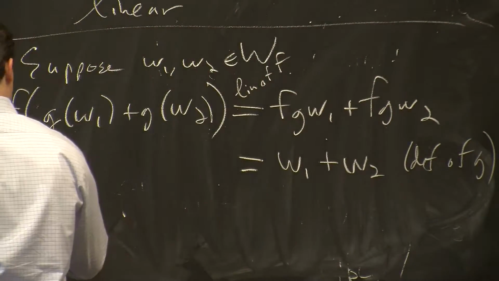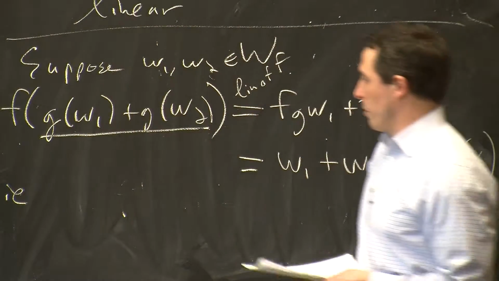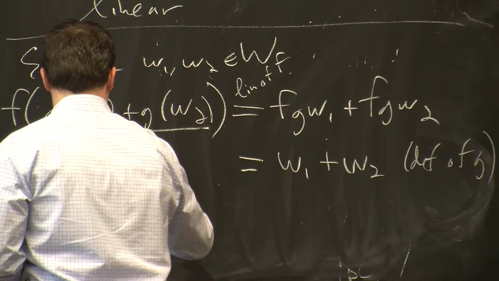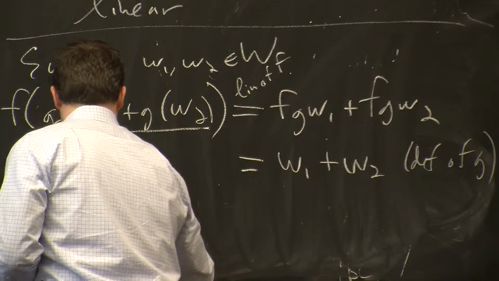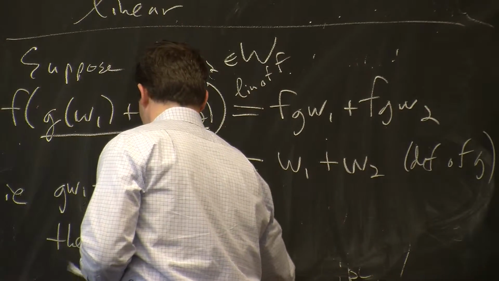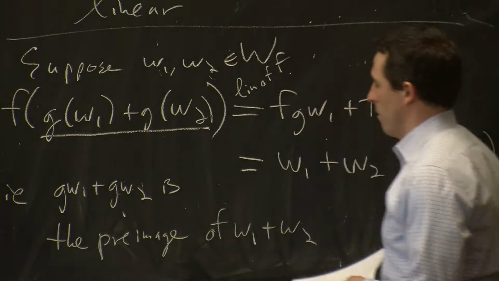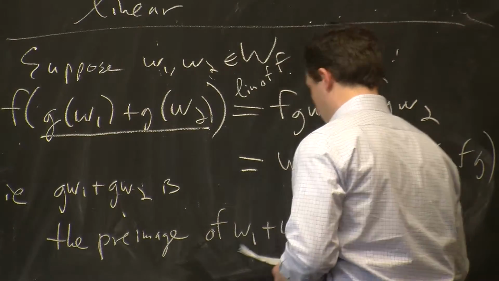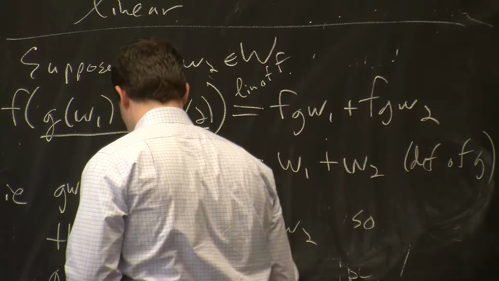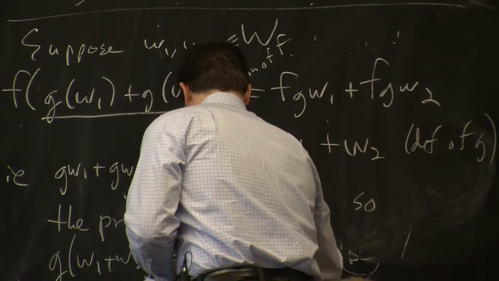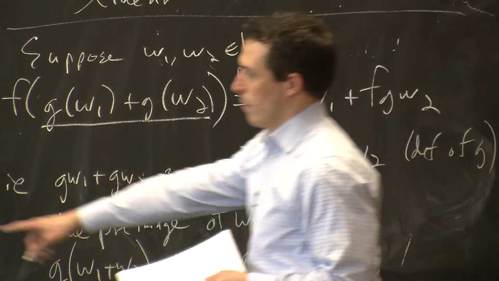What does that tell me? It tells me that this thing here, G of W1 plus G of W2, is the only vector in the preimage of W1 plus W2. So it must be that G of W1 plus W2 is equal to G of W1 plus G of W2, by definition of G in terms of this preimage.